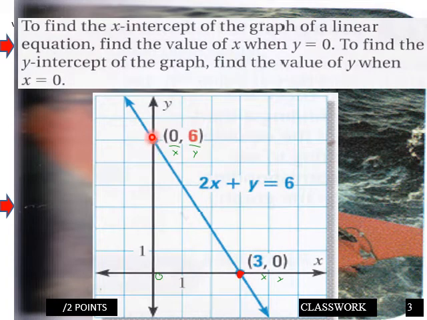Okay, what have we got here? Here is a y-intercept up here. When x equals 0, what does y equal here? And then when y equals 0, what does x equal? So when y equals 0, x equals 3. And then when x equals 0, y equals 6. That would be your intercepts there.